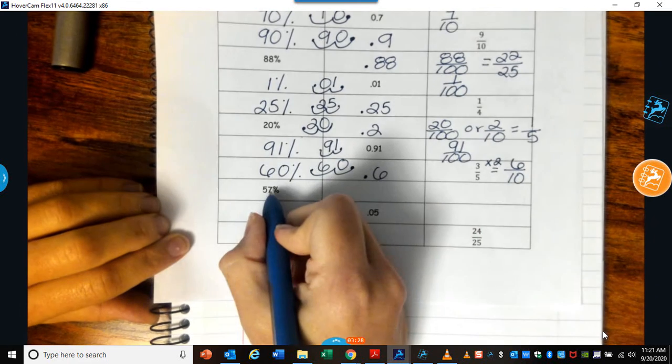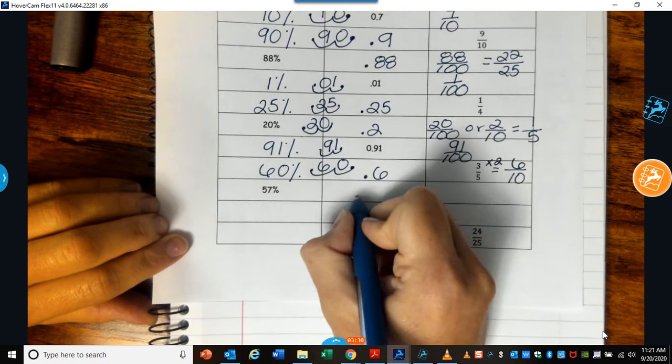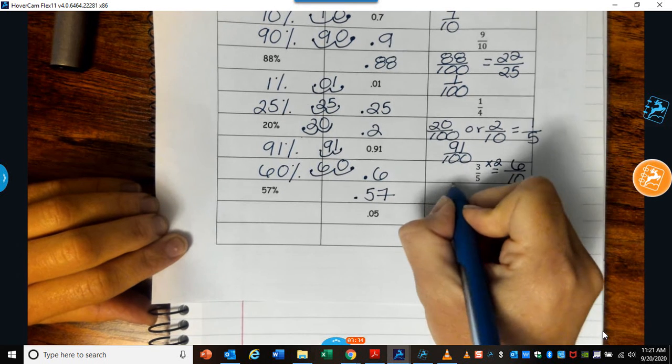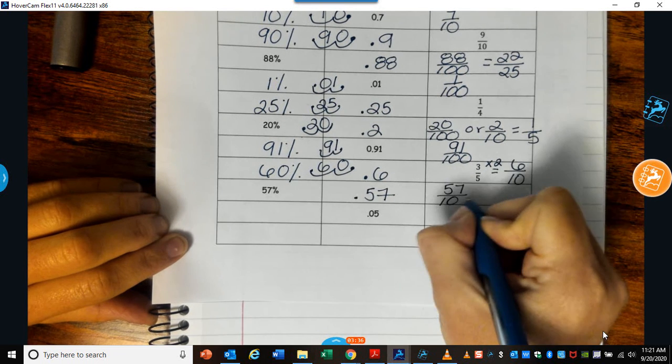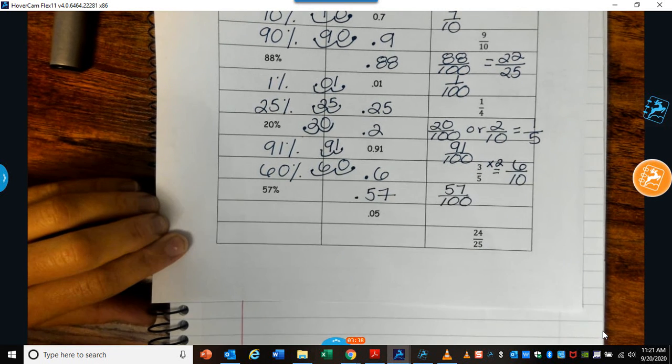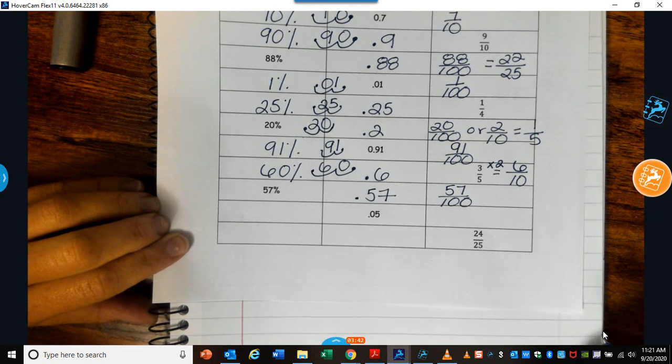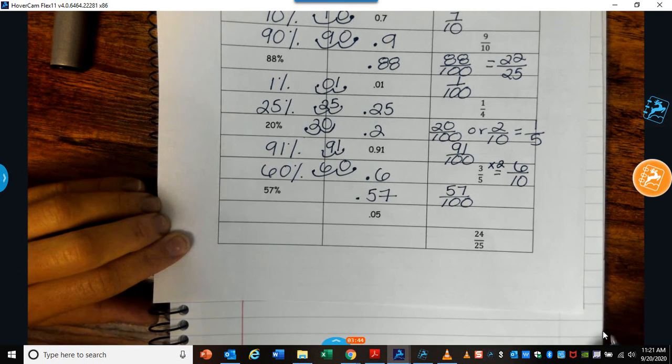57%, move the decimal 2 spots to the left, gives me 0.57 or 57/100ths. 57 over 100 is totally simplified. 57 is another prime number, so nothing can go into it besides itself.